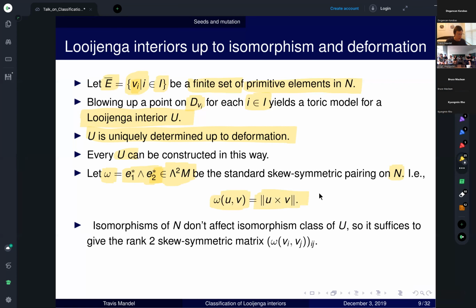And so if you take an isomorphism or an automorphism of N, that won't affect the isomorphism class of U. So up to isomorphism, you don't actually need to know exactly where these vectors are. It suffices to just give this matrix, the skew-symmetric matrix omega of v_i, v_j for all i and j in your index set. That will give you a rank 2 skew-symmetric matrix. Rank 2 means the row rank or column rank is equal to 2.